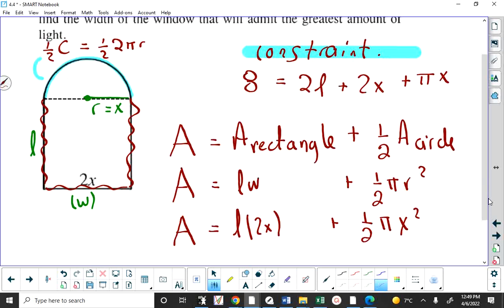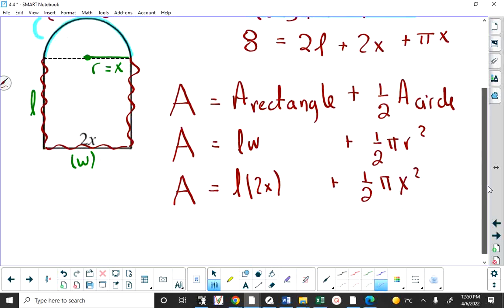So now what I can do is rearrange that equation for L, substitute the result into my A equation, differentiate it, find the critical values, and I'm done. And I say that as if it's going to be easy, and it's not, because you can see when you rearrange that equation of constraint, it's not going to be a simple expression. It's not going to be like, for example, your oil drum question where you rearrange for H and you get H equals the volume over pi r squared.